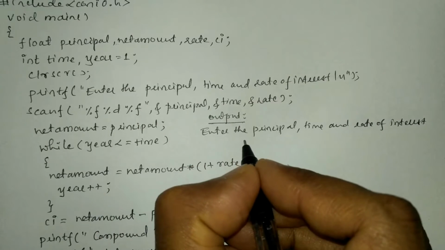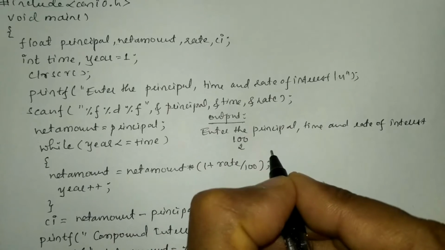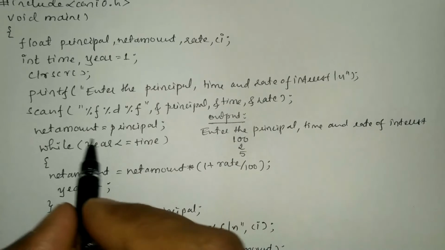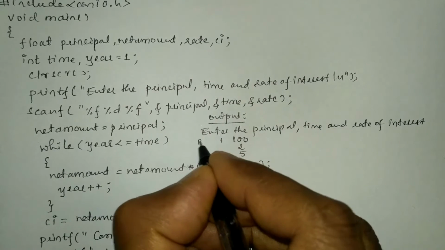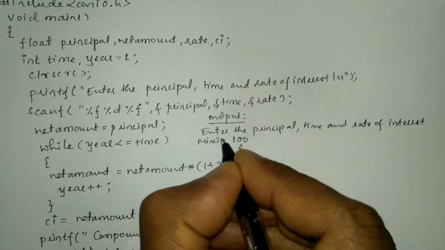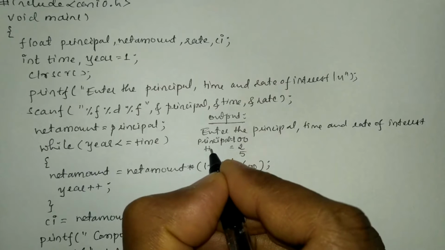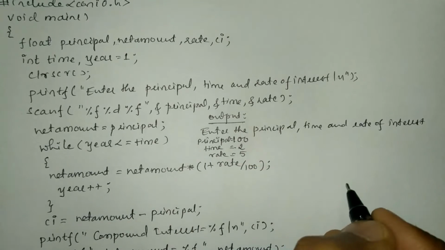So first is what? Principal. For example, I'm going to enter 100. Next is time. I'm going to enter 2 years, and rate of interest I'm going to enter 5. So here I'll write: this is principal amount, 100 rupees, and here it is time, 2. Next rate is 5.